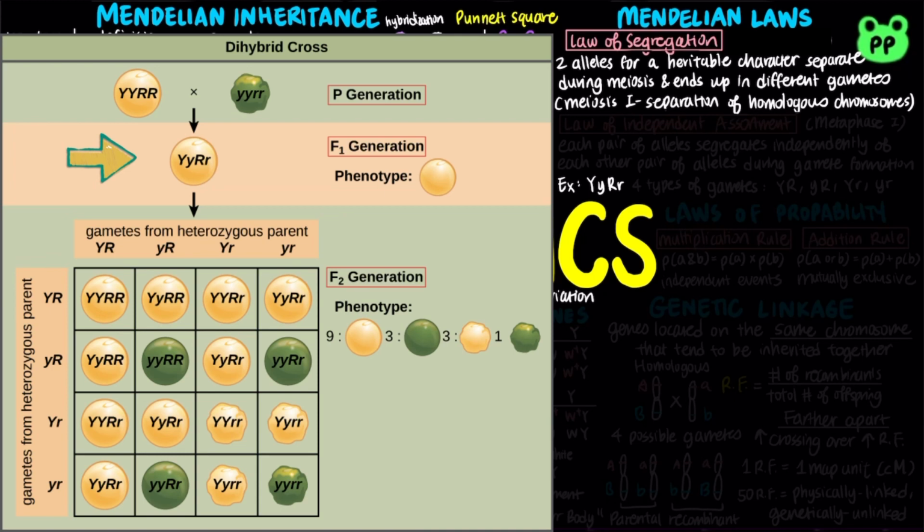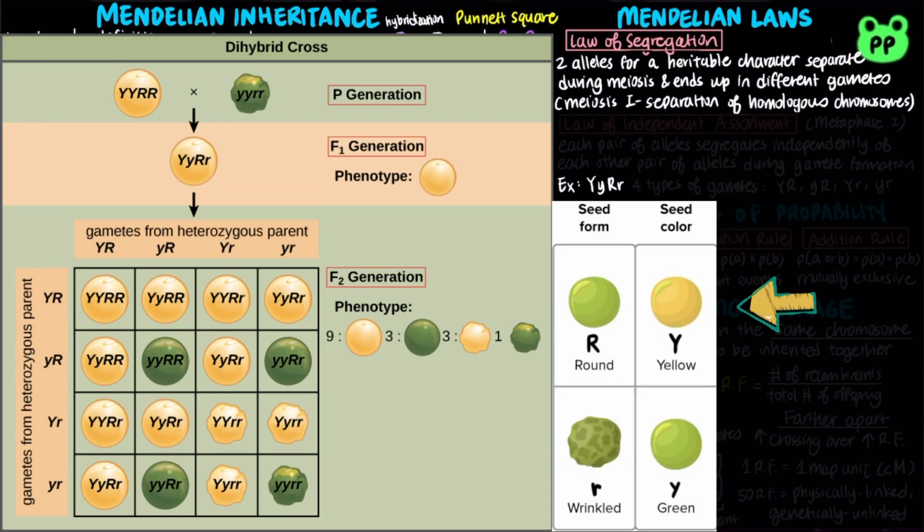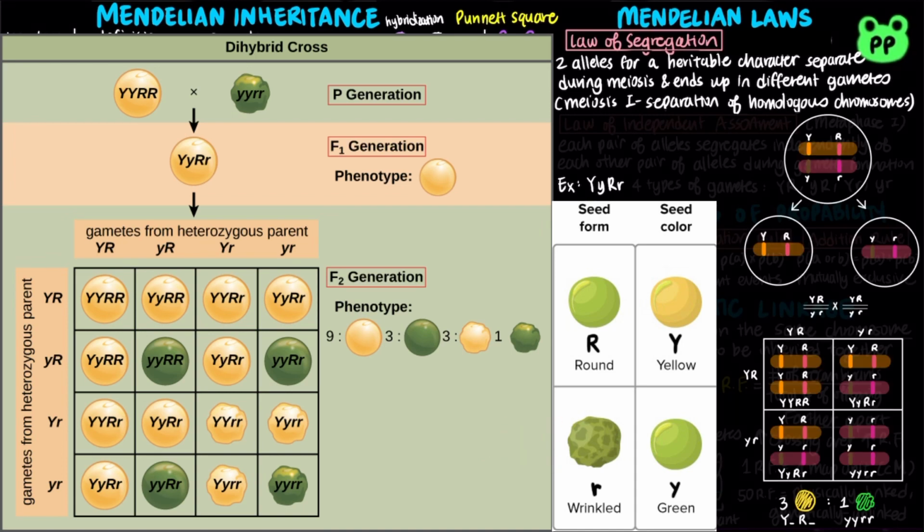From this result, it is clear that yellow is the dominant allele for color, represented by capital Y, and green is the recessive allele for color, represented by the lowercase y. Round is the dominant allele for shape, represented by capital R, and wrinkled is the recessive allele for shape, represented by the lowercase r. If the two characters are inherited together, the possible gametes would be capital Y, capital R, and lowercase y, lowercase r.